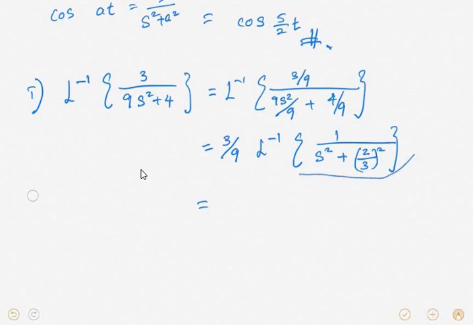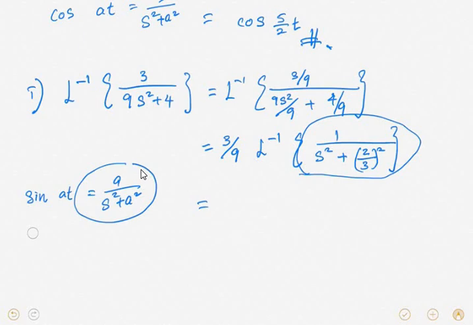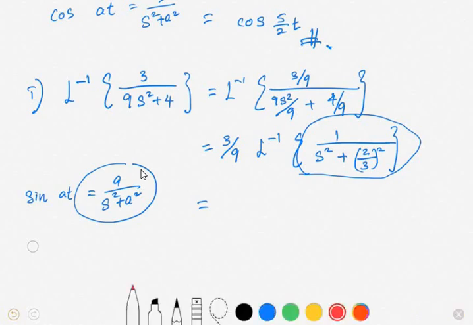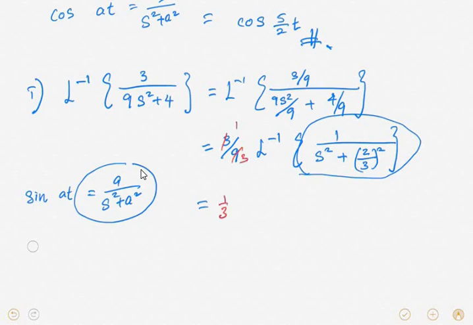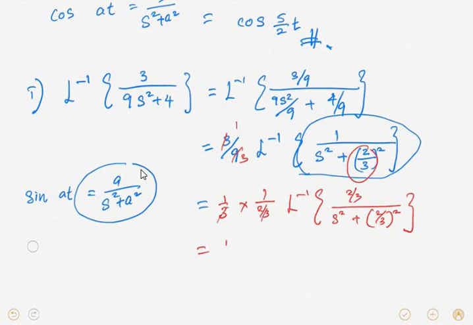Okay, how can we change to this format? This one we can use the sin at, a over s squared plus a squared. So we need to change to this format. So this one cancel out. We have 1 over 3 multiply with 1 over 3 over 2, which is the a value here, and then inverse. And then this one can cancel out, so we obtain 1 over 2 only, sin 2 over 3 t.